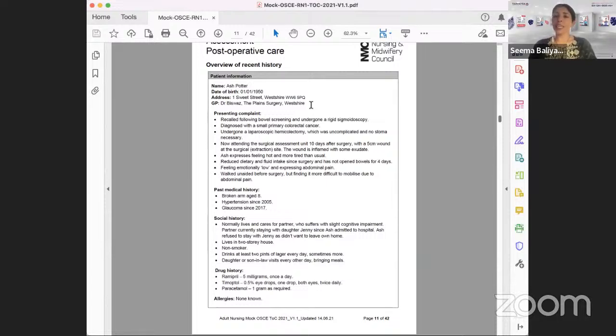So then you will say, okay, Ash, I read from your history that you are over here because you recently had a surgery, but you have noticed that there is some issue with your scar or some issue with the wound that is happening. So I'm over here to do an assessment and take history.